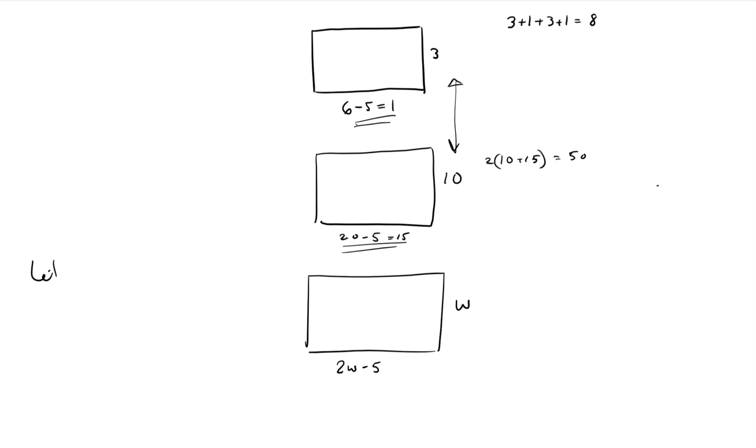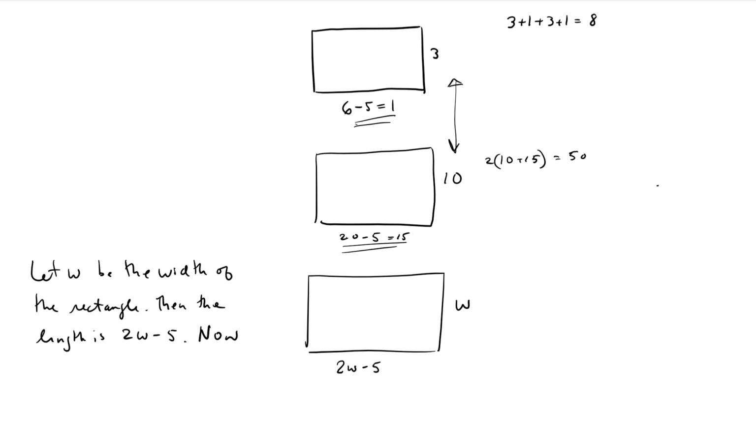So let W be the width of the rectangle, then the length is 2W minus 5. Now I can translate into an equation, just like I did over here.